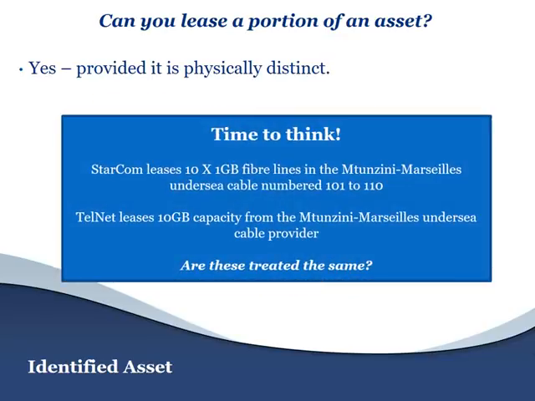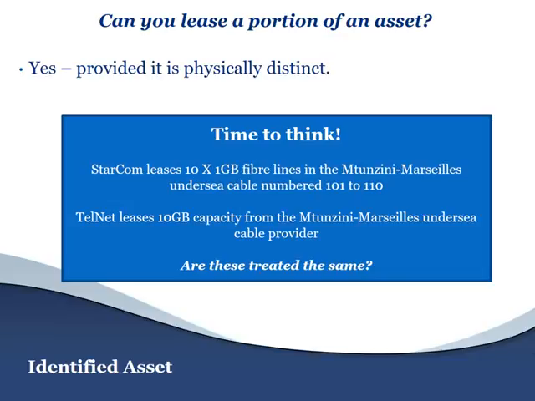Starcom leases 10 1-gigabit fiber lines in an undersea cable, and the lines that they lease are numbers 101 to 110. So the example in the Starcom one is I'm leasing 10 strands within an undersea cable, and they are specifically the strands labeled 101 to 110. A second company, Telnet, leases a 10-gigabit capacity from the undersea cable provider. Are these two treated the same?